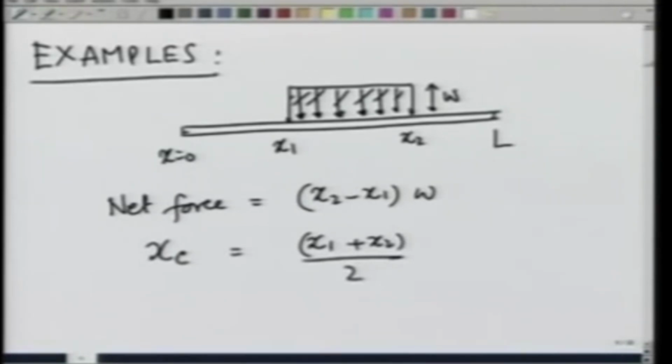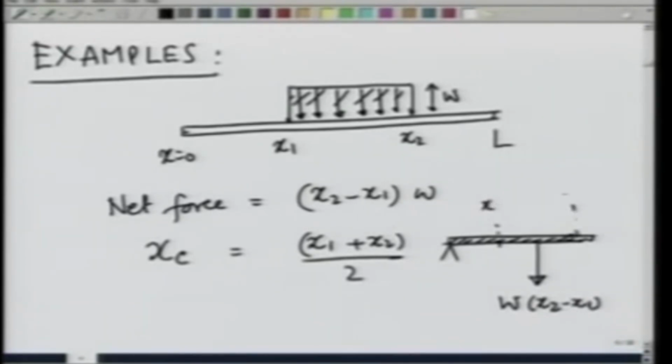Therefore, I can replace this entire force or represent this entire force like this. This is a beam. This is where it is hinged. The net force is of the amount W times x2 minus x1 acting at a distance. This is x1, this is x2, at a distance. Let me write it with blue. This is x1 plus x2 divided by 2. So, that is one example.